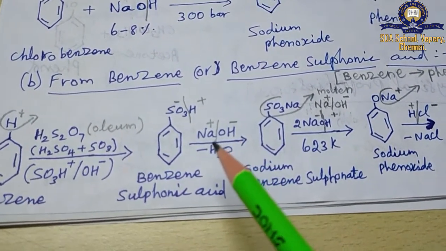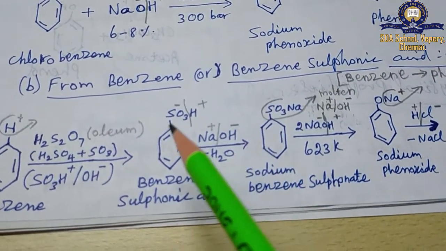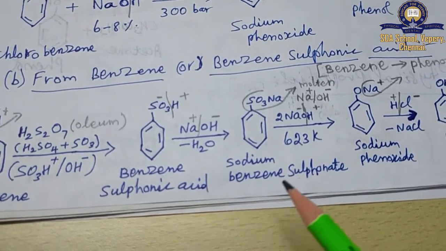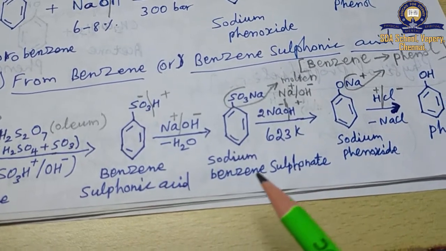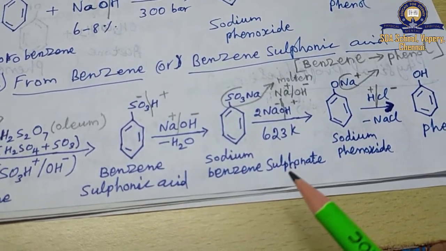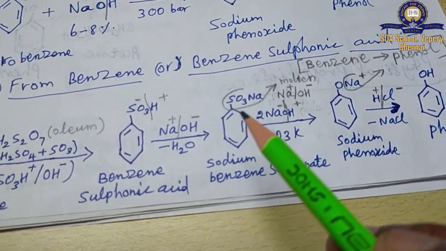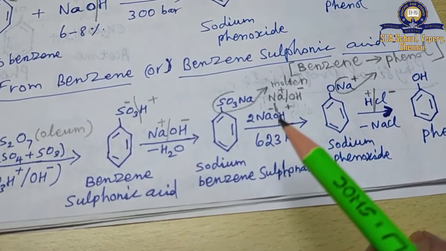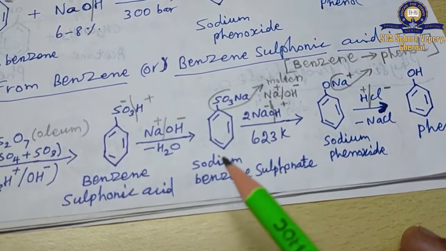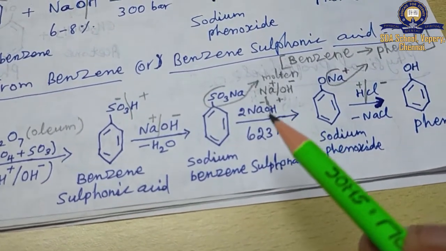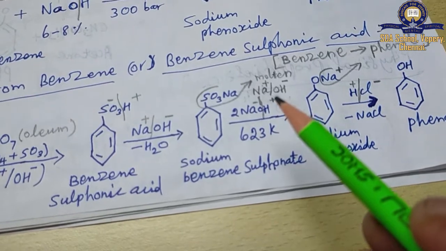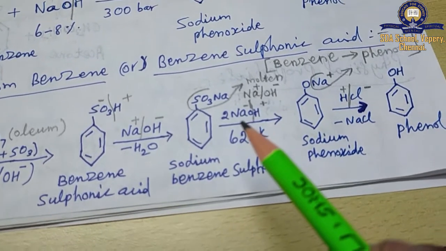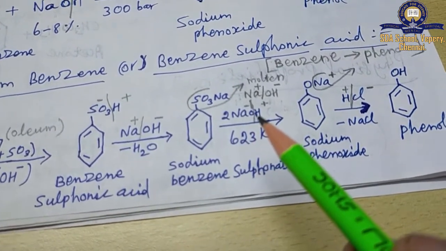The sodium hydroxide ionizes as Na plus and OH minus. From that sulfonyl group, the H plus ion is replaced by Na plus to give sodium benzene sulfonate, SO3Na. Now this compound is again allowed to react with molten sodium hydroxide. Here with 1 molecule of sodium benzene sulfonate, 2 molecules of sodium hydroxide react. The first molecule of sodium hydroxide ionizes as Na plus and OH minus. The second molecule ionizes as ONa minus and H plus.